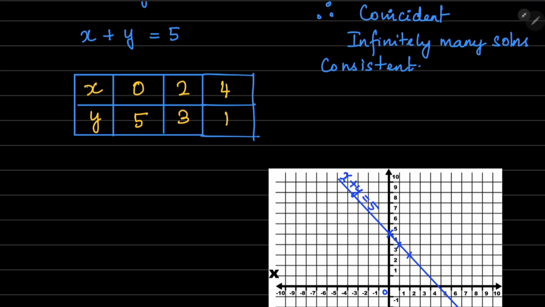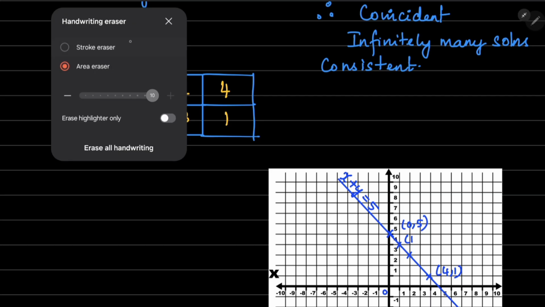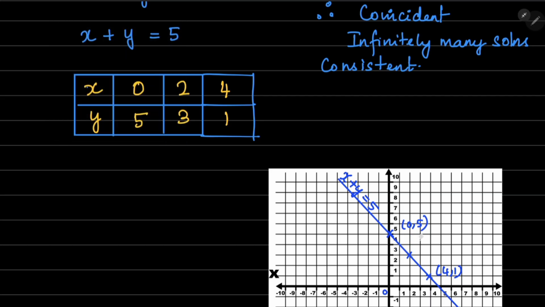Now here, let me write the points also. So the first point is 0, 5. Then 4, 1 is another point. Okay, here I think I made a mistake. There is no point here, right? 2, 3 is another point. 4, 1 is another point. But again, see, 1, 4 is also another point. Whatever points are lying here, 3, 2, all of these are solutions, right?